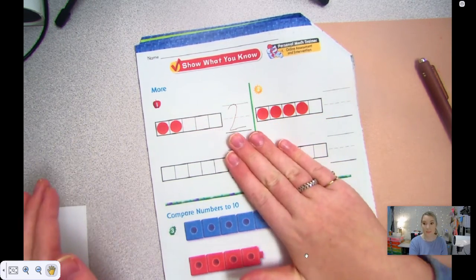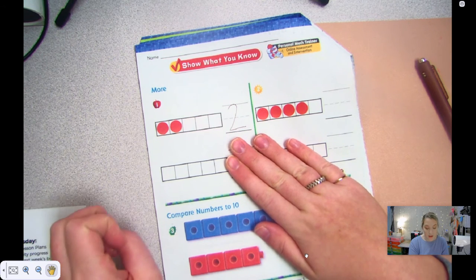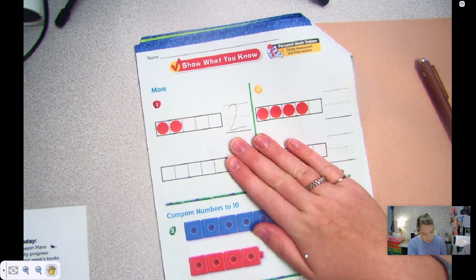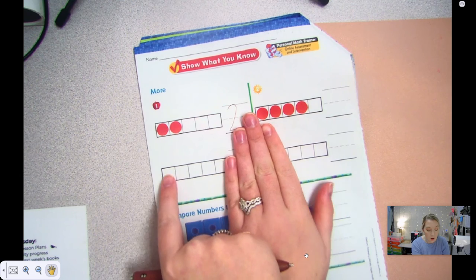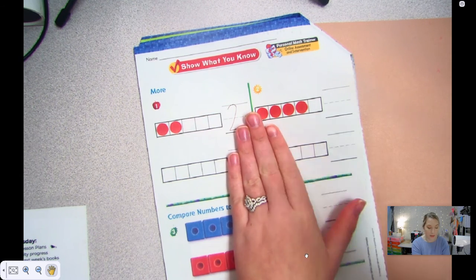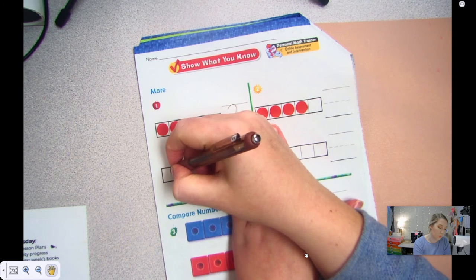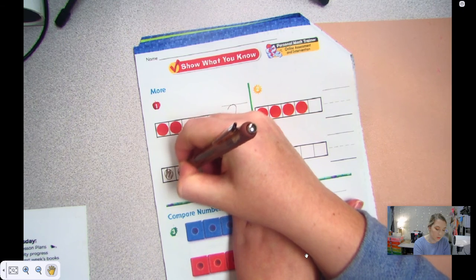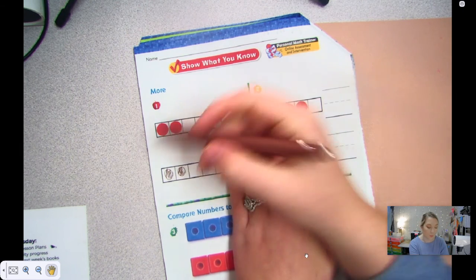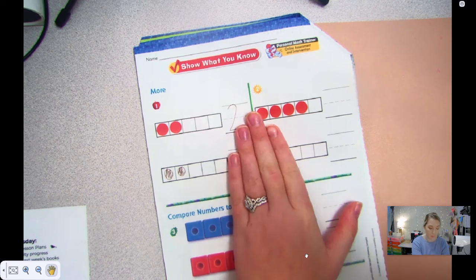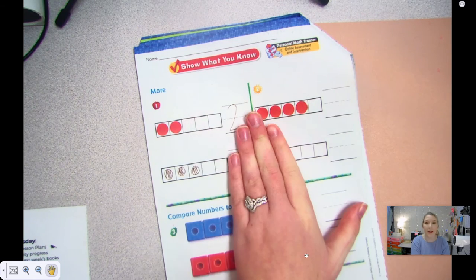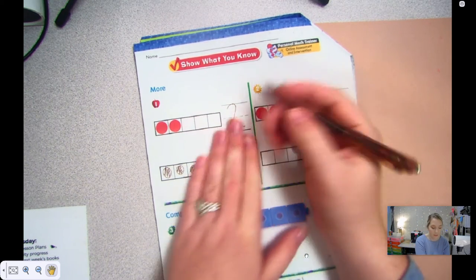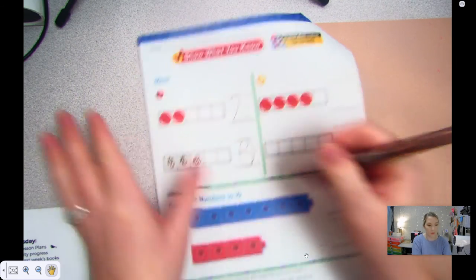Now the next part of this, I messed up, I'm covering it up. It says draw a set with one more counter. Write how many in each set. So if I need to draw a set of counters with one more, I know I'm going to start with 2. 1, 2. Okay, notice how I counted as I drew. 1, 2, and now I need to draw one more. 1, 2, 3. And then you write how many. How many do we have? We have 3.